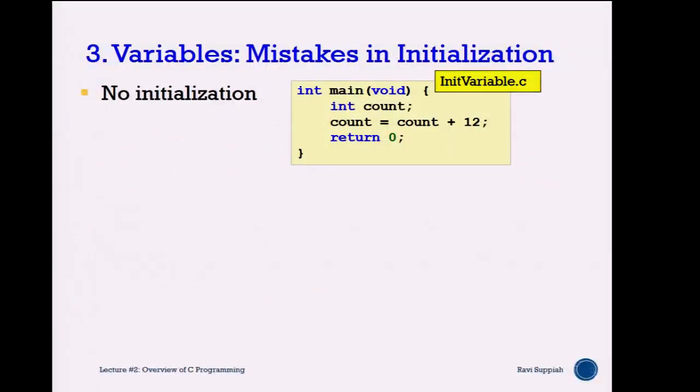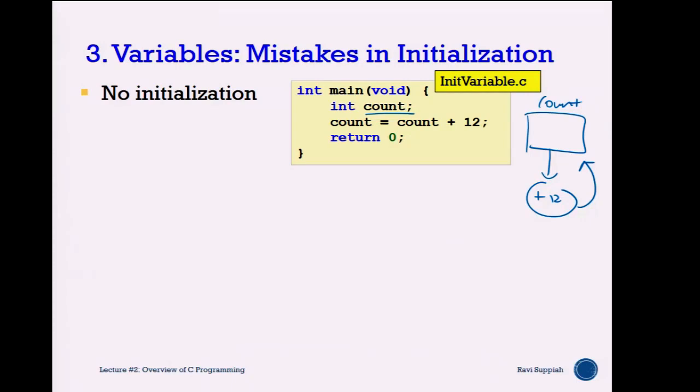So what happens if I try to do something like this? I've created a variable called count, so there is a memory location called count. And I say count plus 12, the answer put back inside count. So what will happen? We do not know what is going to be the final outcome because we do not know what is the initial value of count, correct?